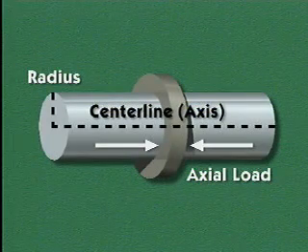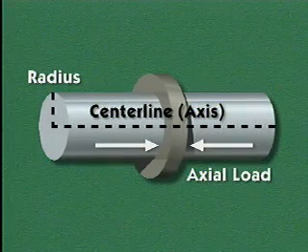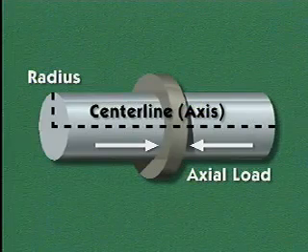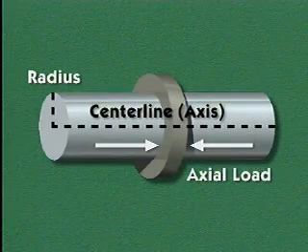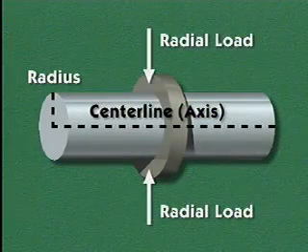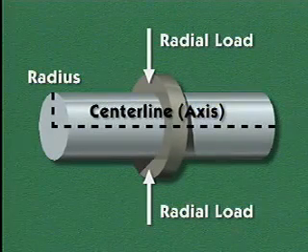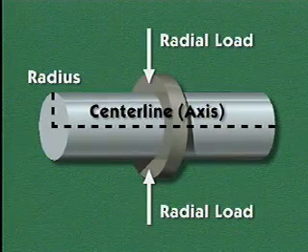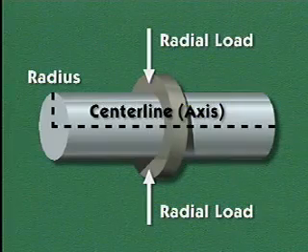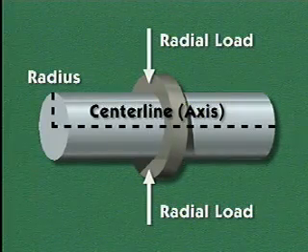Axial load is a load applied to a bearing in an axial direction, that is, along the center line or axis of the shaft. Radial load is a load applied to a bearing in a radial direction, along a radius of the shaft. The radius is a line from the center of the shaft to the outside of the shaft.